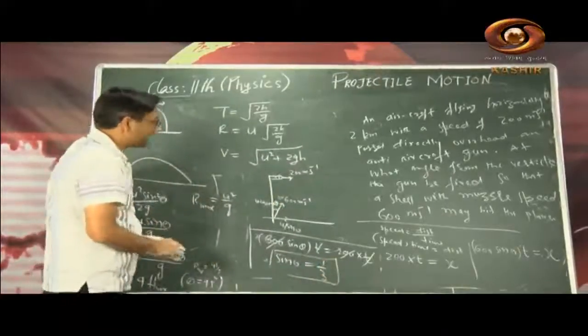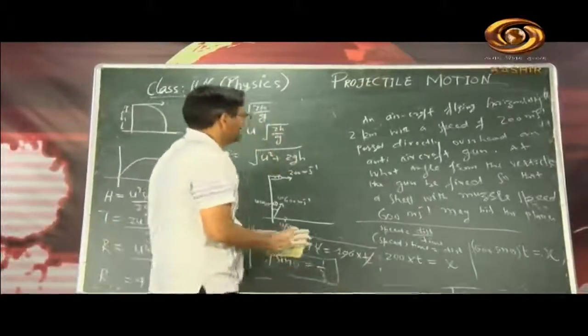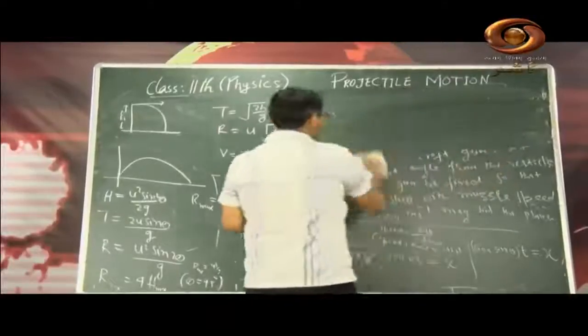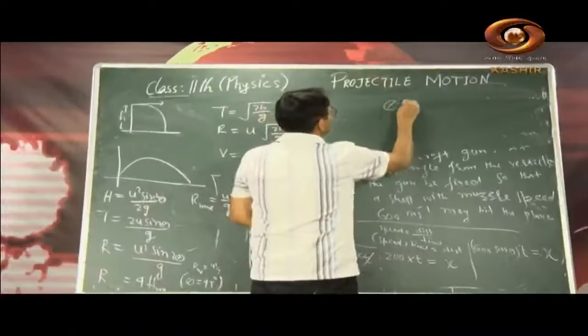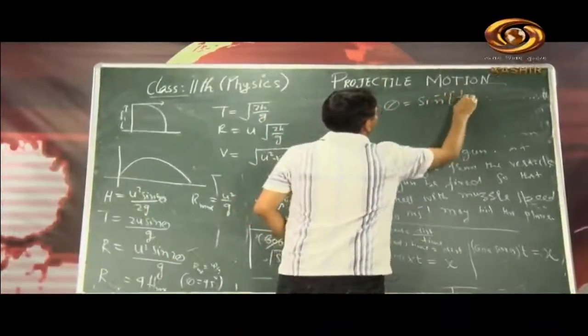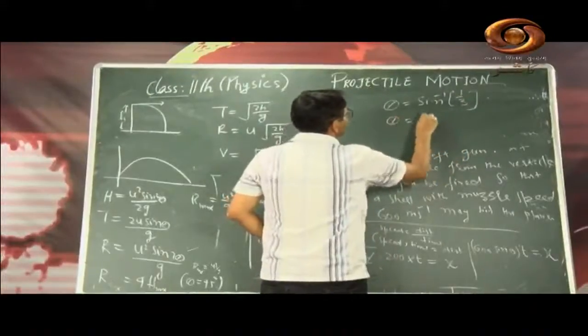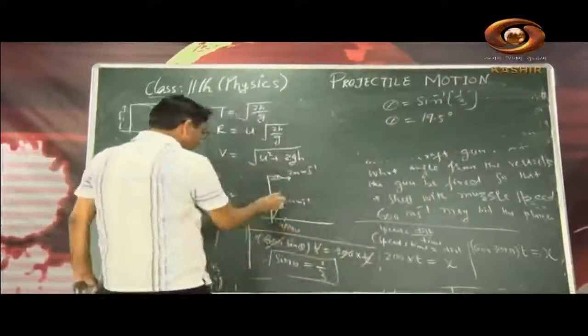If sin theta is 1 by 3, then theta is equal to sine inverse of 1 over 3, like this. So theta is approximately 19.5 degrees. So this angle is 19.5 degrees.